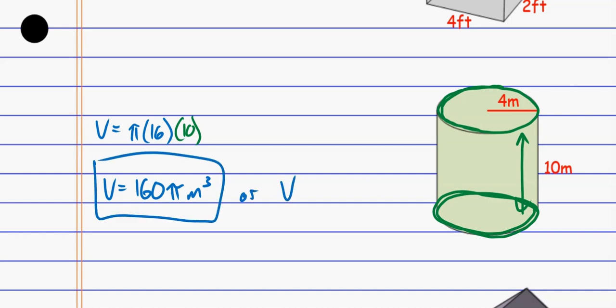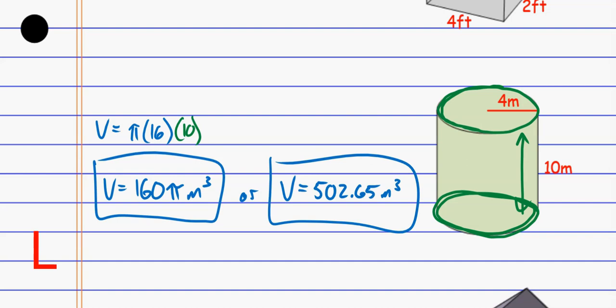If it makes more sense to round it off as a decimal, really it depends on what the use of this is. If I'm using this volume to find something else, I want the exact value. But if I actually just want to have a general idea of the actual volume, it's probably better to write it as a decimal. So 502.65. And once again, that's cubic meters. Okay? So there's the exact value and the rounded off volume.